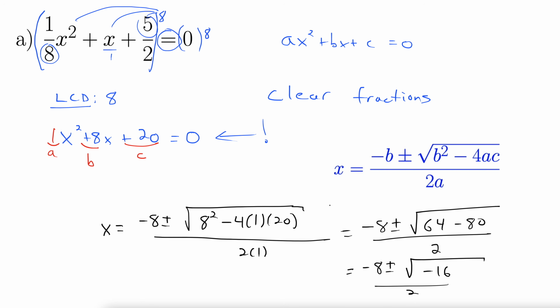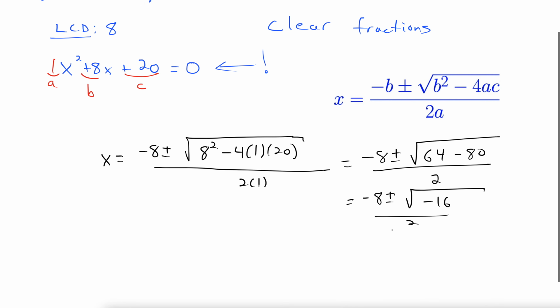We're making progress here. The square root of negative 16 is 4i, so we have negative 8 plus or minus 4i, all over 2.